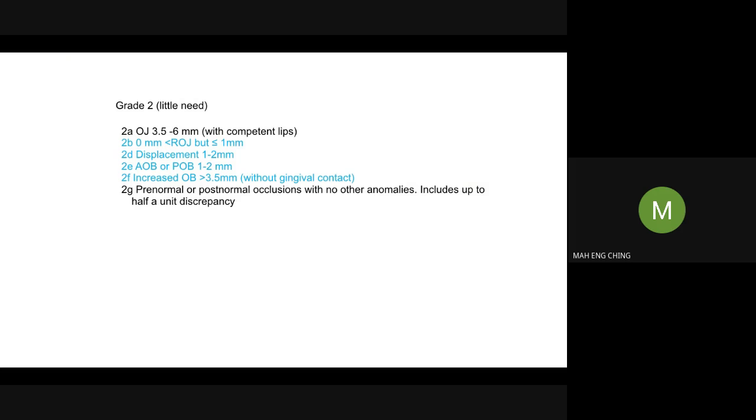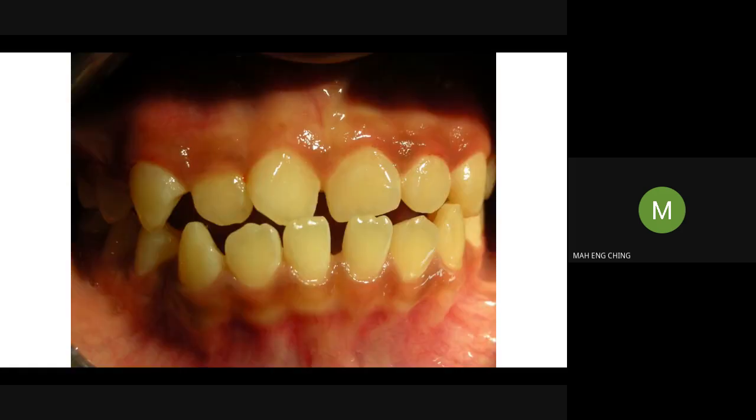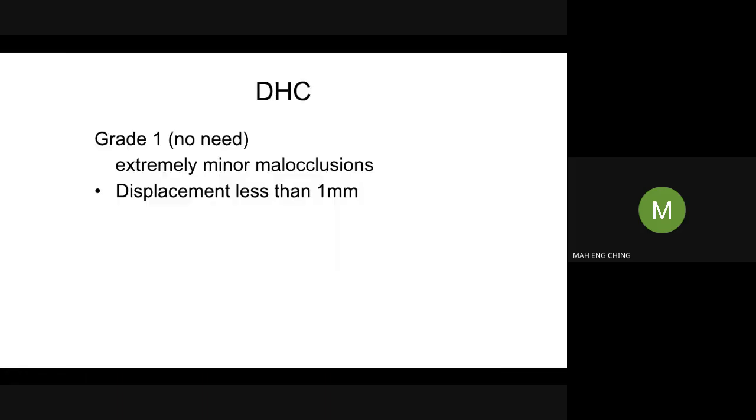Yeah, maybe I'll show you in the clinic later if I have a chance. Okay, so grade 1 means no need. So extremely minor malocclusion, displacement less than 1 millimeter. So it's just minor irregularity of the teeth. Just a little bit of malocclusion, a little bit not straight teeth, everything looks fine.